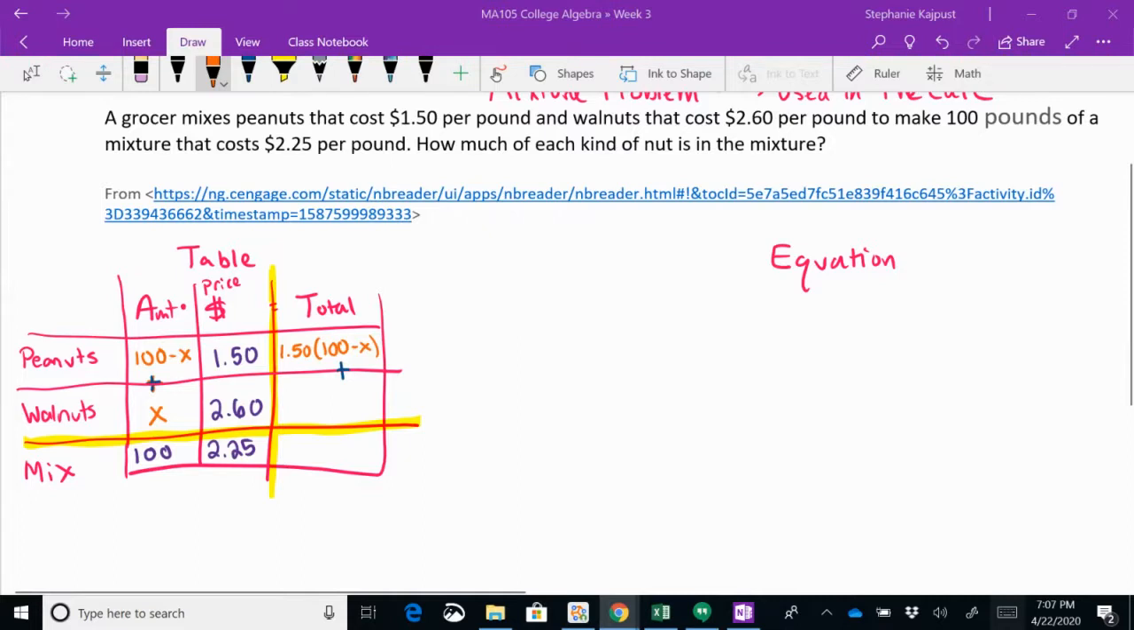So I've written out the peanut row. Now the walnuts we also multiply, so that's going to be x times 2.60, or 2.60x. And then for the mixture, you're multiplying 100 times the 2.25.